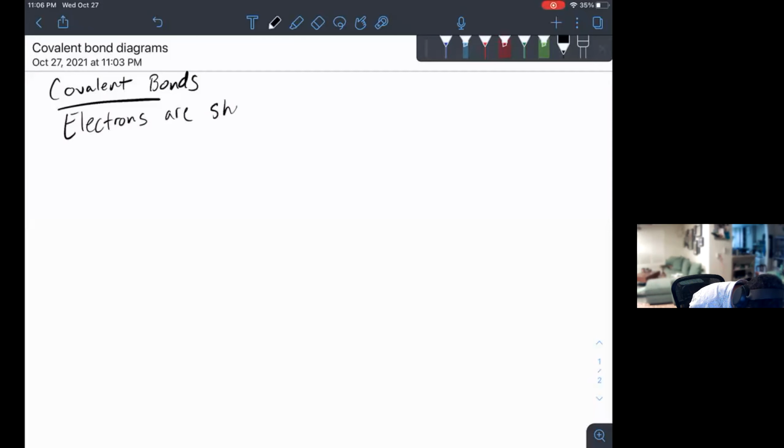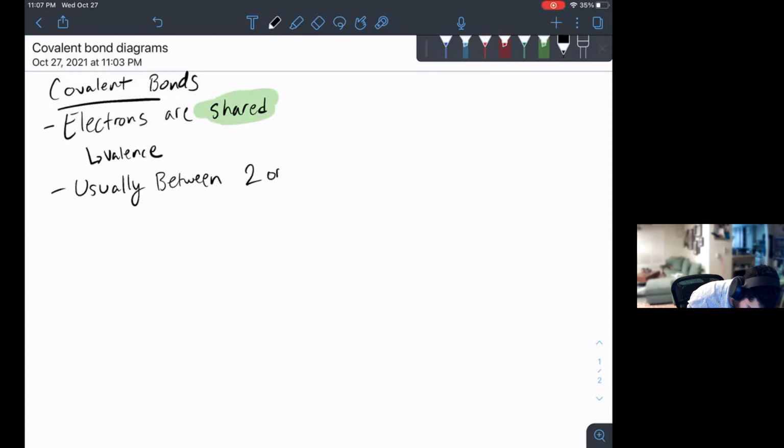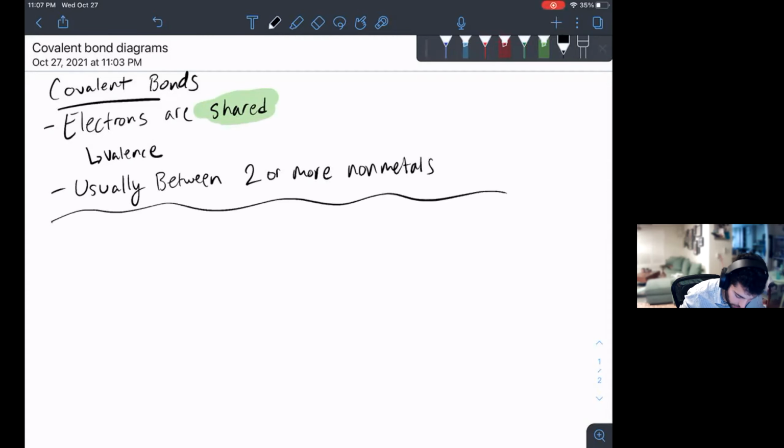So first one first. The two things you need to know about covalent bonds are electrons are shared. Now, this is specifically valence electrons, and the sharing is super important because that's one of the things that differentiates a covalent bond from an ionic bond. Remember, in ionic bonds, electrons are transferred, but here they're shared. The other thing we're looking at is this is usually between two or more nonmetals.